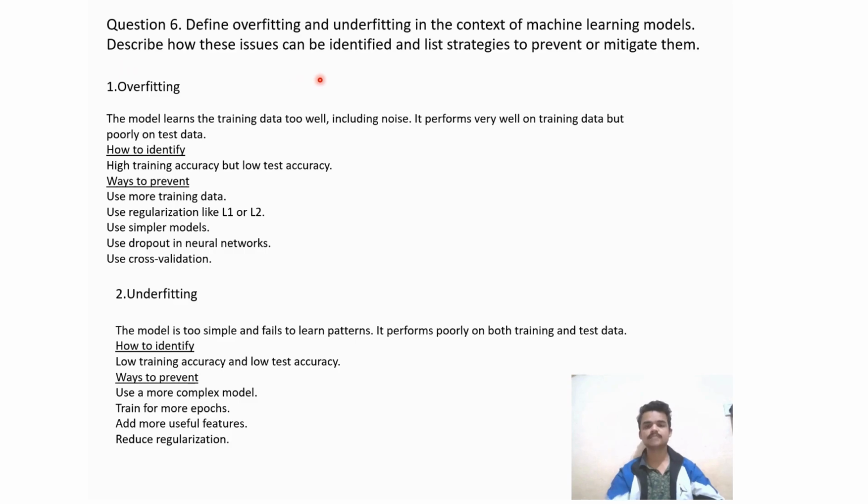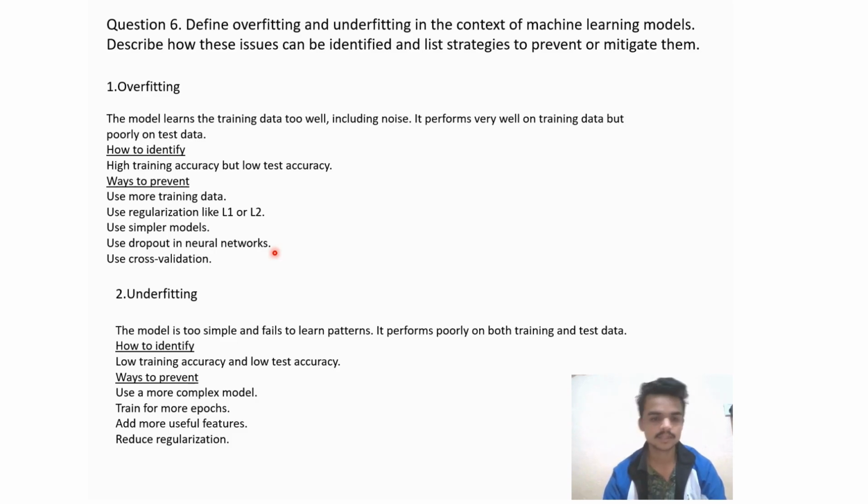Describe how these issues can be identified and list strategies to prevent or mitigate them. Overfitting. The model learns the training data too well, including noise. It performs well on training data but poorly on test data. How to identify: high training accuracy but low test accuracy. Ways to prevent: use more training data, use regularization like L1 and L2, use simpler models, use dropout in neural networks, use cross validation.